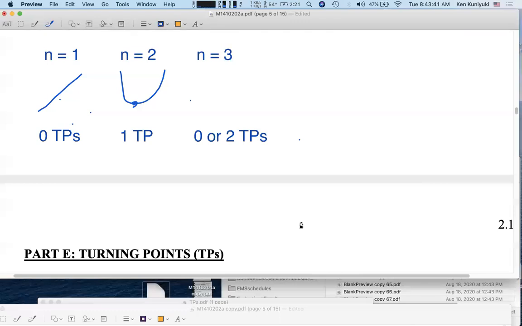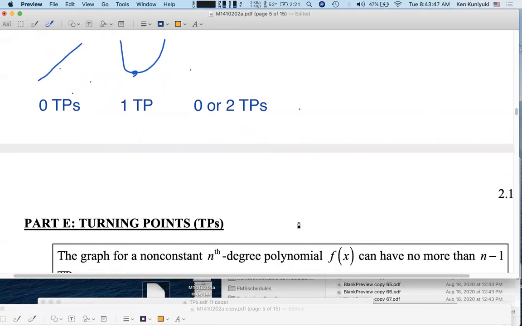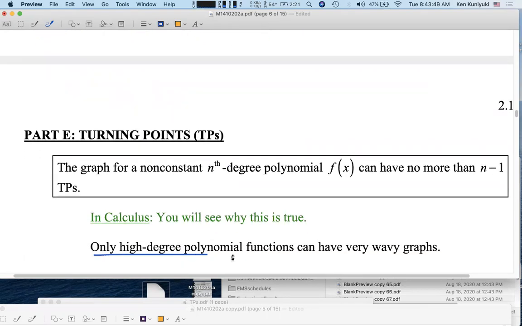Now, in general, only very high degree polynomial graphs can have many turning points. Only high degree polynomial functions can have very wavy graphs. In particular, the graph for a non-constant nth degree polynomial, y equals f of x, can have no more than n minus 1 turning points. So for example, if you have a polynomial graph with 99 turning points, then that means that the degree better be 100 or higher. Only high degree polynomial graphs can be very wavy and have many turning points.